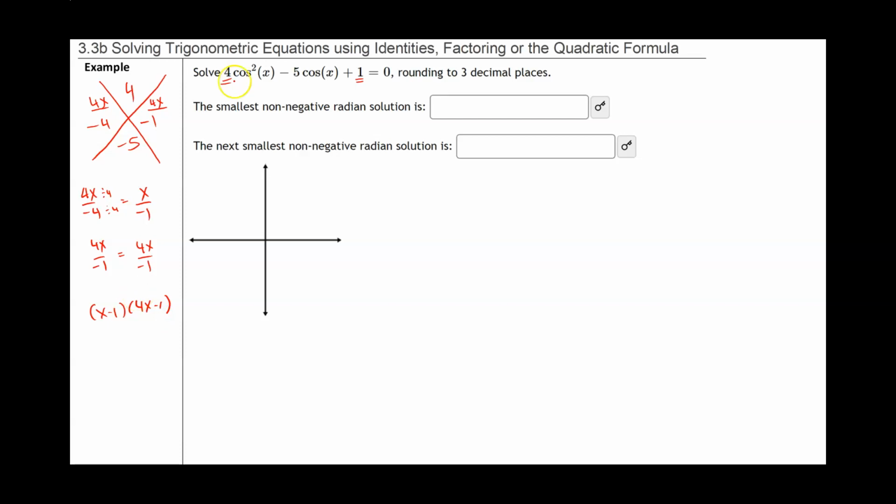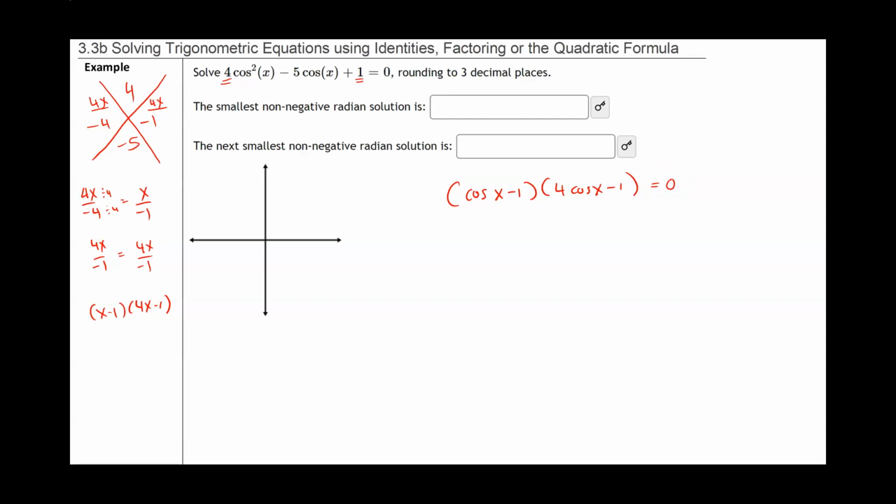But instead of x, we have a cosine squared of x. So when I factor this, instead of x minus 1, I'm going to have cosine of x minus 1. And instead of 4x minus 1, I'm going to have 4 times cosine of x minus 1. And if you FOIL this back, you get 4 cos squared x, negative cos, negative 4, that's negative 5 cos x, and then you have a positive 1. And this equals 0.